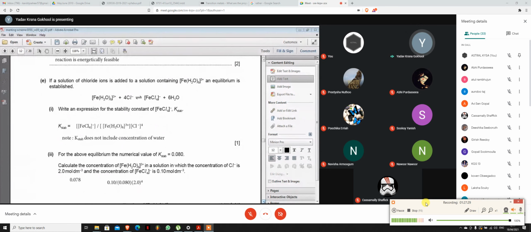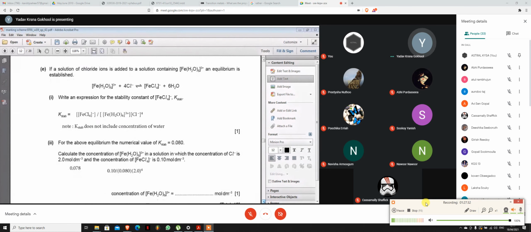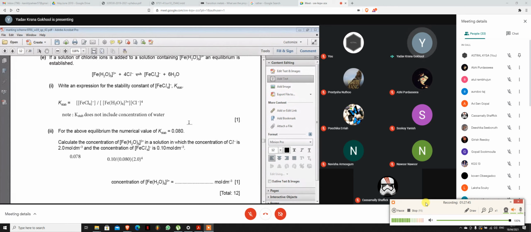In Kc, we do not include the concentration of water. You can see that it is a small Kc value. So maybe if you would have got a question about where the equilibrium lies, the equilibrium would be lying more towards the left-hand side. Okay, so Kc value, equilibrium must be lying on the left-hand side.